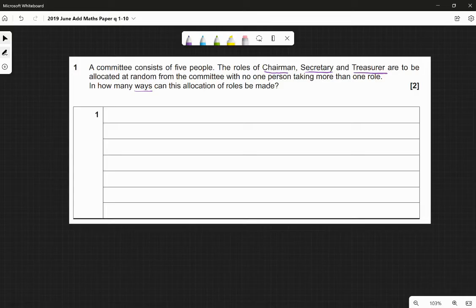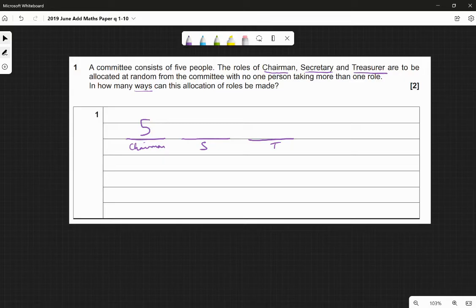In fact, the easiest way to think about this is there are 3 roles to be filled. So I've got my 3 roles there. This role is the chairman role. This role is the secretary role, and this role is the treasurer role. First I'm looking at these 5 people that I want to choose for my chairman, secretary, and treasurer. Firstly, I'm going to choose my chairman. So from the 5 people, how many different chairmans can I choose? Well, there are 5 different possible options.